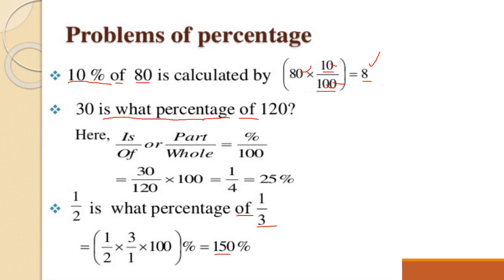How can you check it? 1 zero we cancel from here, 1 zero we cancel from here, and again 1 zero in the numerator and 1 zero in the denominator we cancel. So what remains? 8 in the numerator and 1 in the denominator. Whenever you have 1 in the denominator, it will not change your result. So 8 multiplied by 1 gives you 8. It means 10% of 80 is 8. Yes, let's go for the second one.